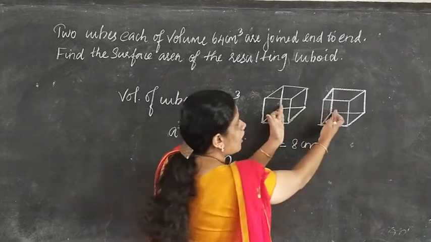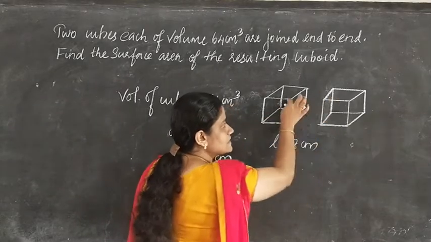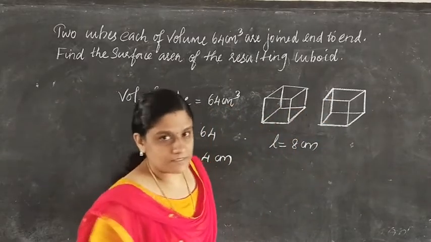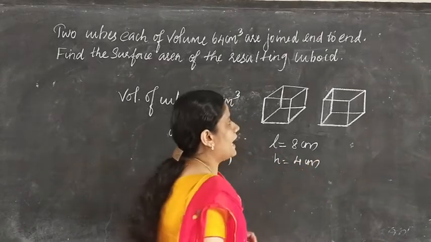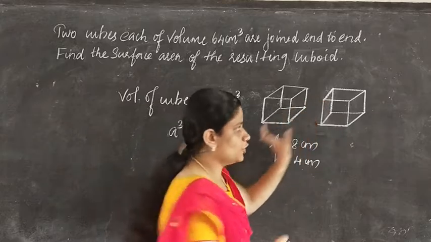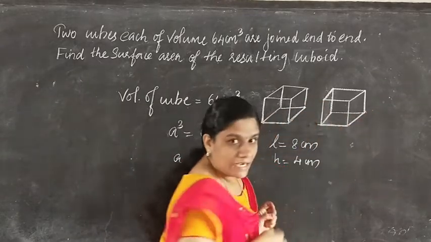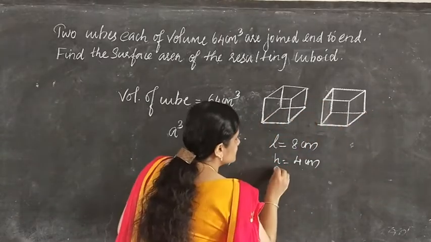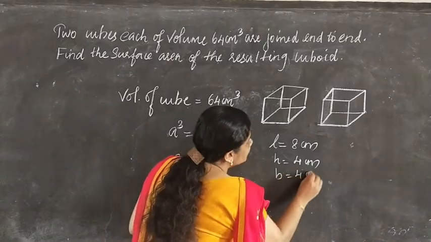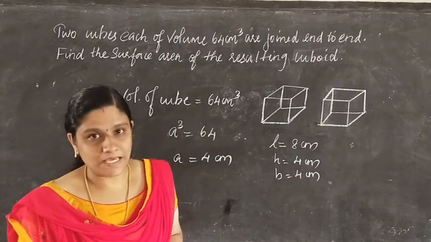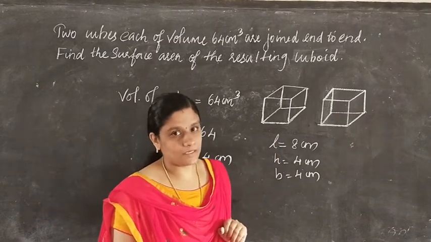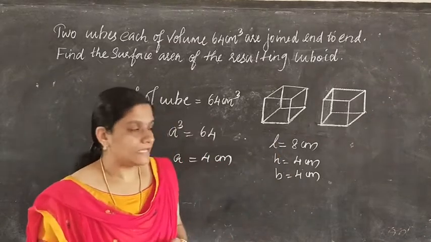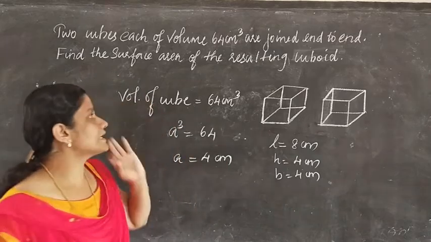Then, when we join these two, is there any difference in the height? There is no difference, so height is equal to 4 centimeter. And when we join these two cubes, is there any difference in the breadth? No difference, so breadth is equal to 4 centimeter. Now we got all the dimensions of the cuboid.